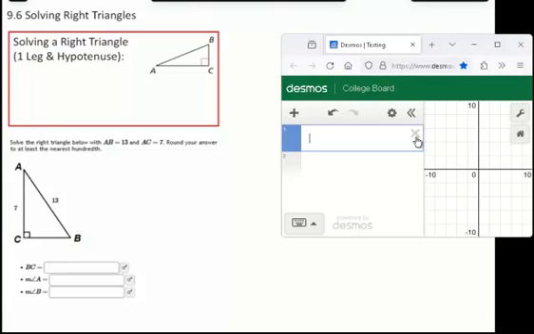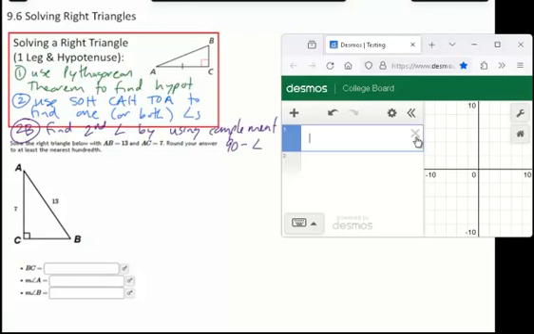Can you find what the other pieces of information are? All right, so as I talk through this, you're going to see it's the same set of rules. You can use Pythagorean theorem here, but instead of to find the hypotenuse, this will be used to find the other leg.